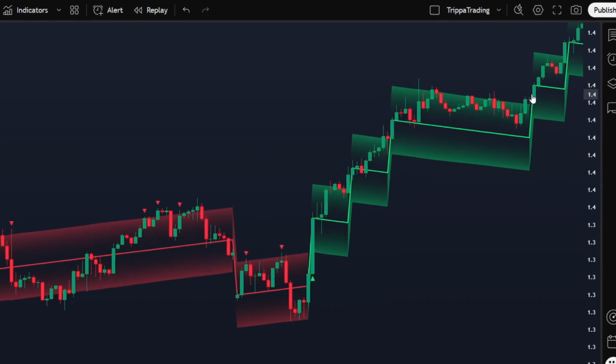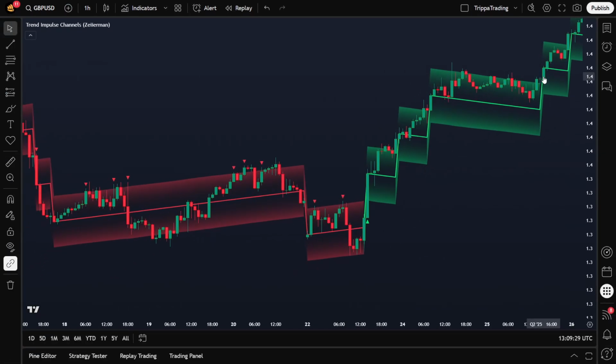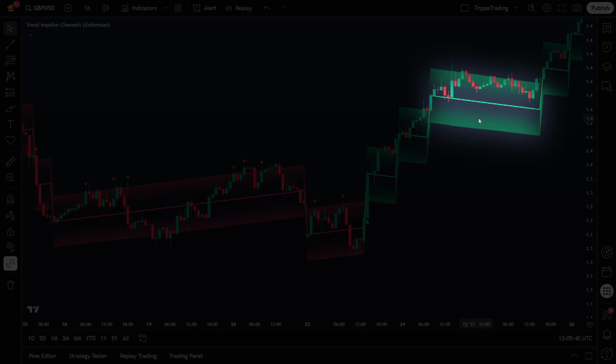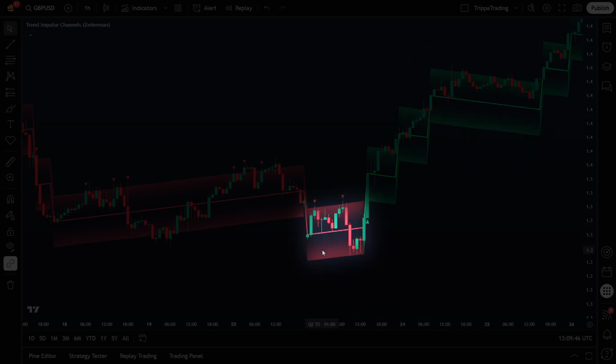You get to see when the market is really making a strong move instead of guessing if that wiggle on your chart means anything. The channel around this line isn't fixed either. It changes automatically based on volatility. When the market is moving fast and is more volatile, the channel widens to give price more room. When the market is calm, the channel tightens.